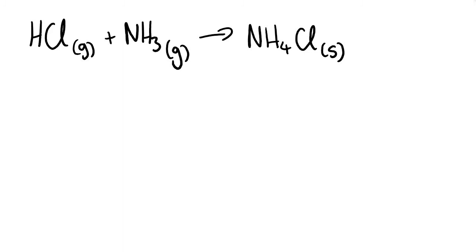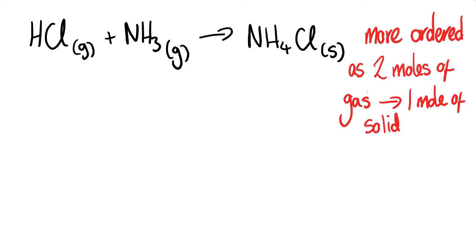So has the system become more ordered or more disordered? Has entropy increased or decreased? If we've got 2 moles of gas going to 1 mole of solid, then the system is becoming more ordered. So hopefully you should have realised that as we're becoming more ordered, as 2 moles of gas are making 1 mole of solid, therefore entropy is decreasing because the system is becoming more ordered.